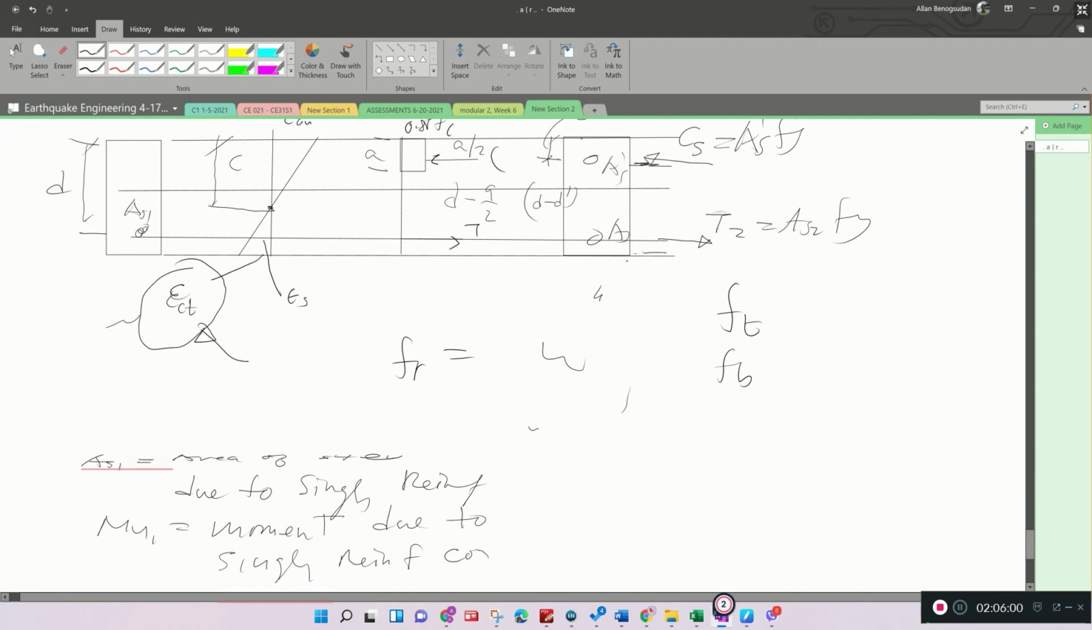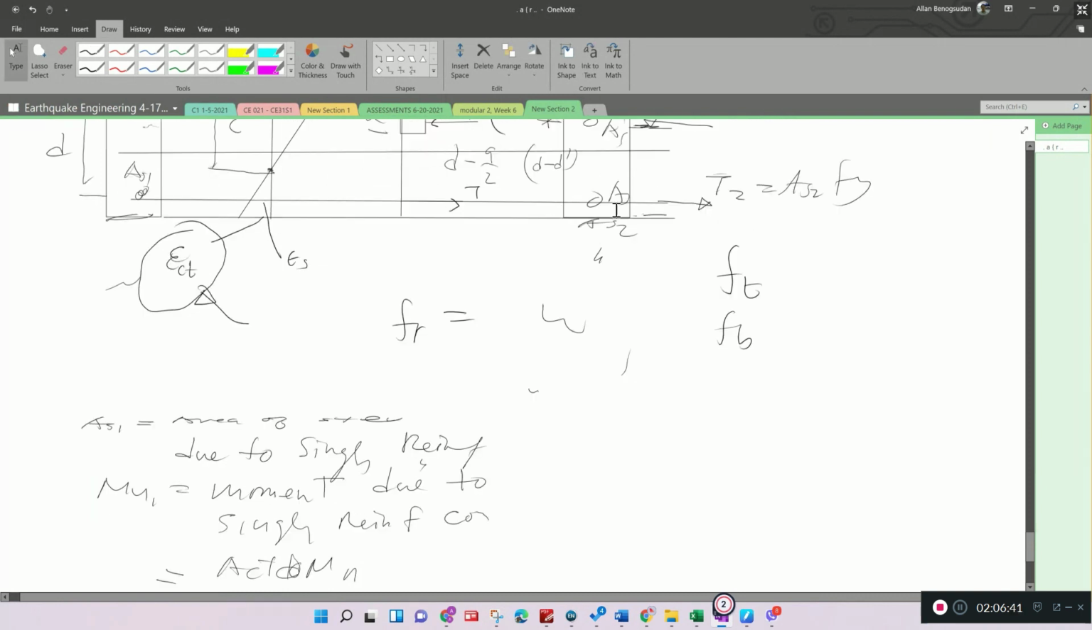Oh, this one is A sub S2, okay? That one is A sub S2, okay? Because this one is A sub S1, okay? This one is from the basic original section. Now we have to have another like this to complement, okay, to complement when it is doubly reinforced. So we cannot do away with that because we started here. So A sub S1, A sub S2, then you have to define.